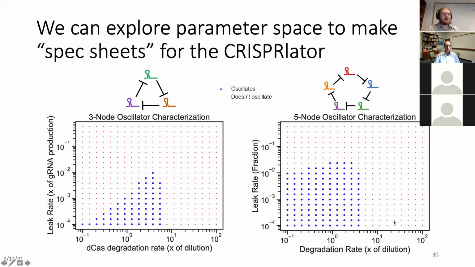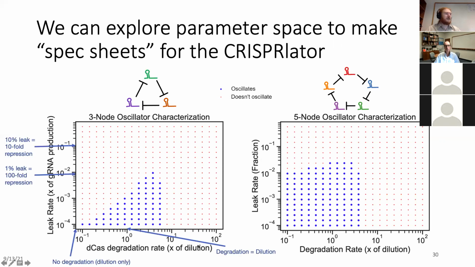And the x-axis is the rate of degradation of Cas9 in units of dilution. So all the way on the left is 0 degradation. The only removal of Cas9 over there is dilution. And the 1x is where degradation happens that is as fast as dilution. So that's sort of twice as much removal of dCas9 as you get just from dilution alone.